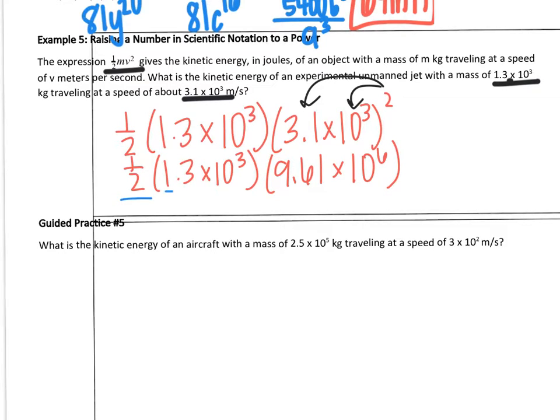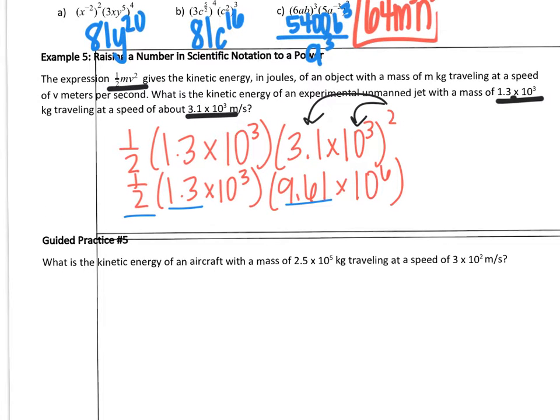And now just multiply your numbers that are not powers all the way across. 9.61 times 1.3 times 1/2. And we get 6.2465. Then we're going to multiply our powers with the same base, so we're going to add the exponents, and we get 10 to the 9th. You don't round this because it's in scientific notation, and if the number stops, then you don't want to round it. And you are going to make sure that you only have the ones place and nothing more, and so I'm good, and that's my final answer.